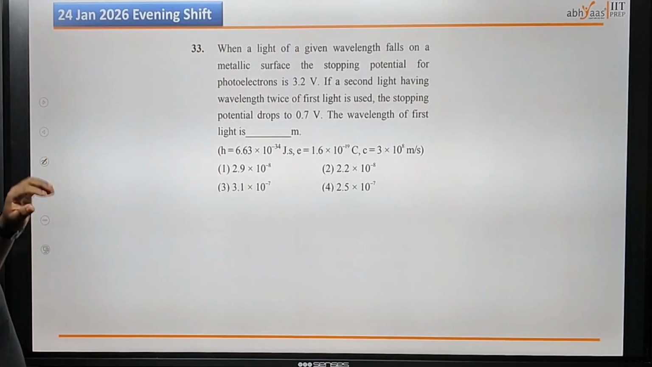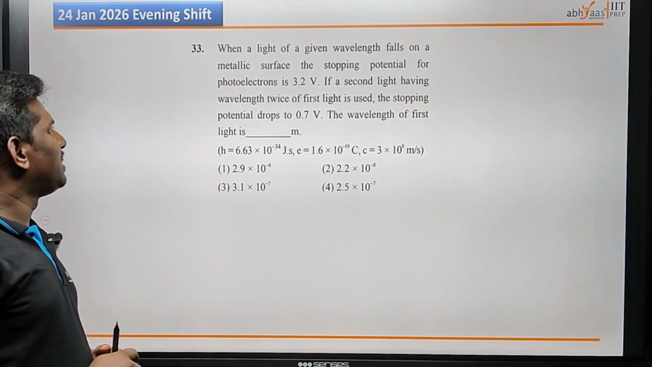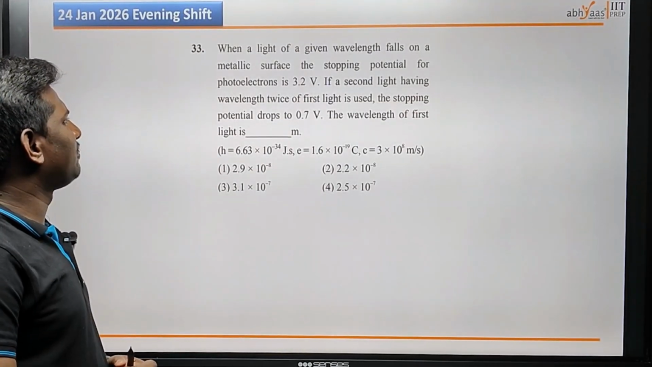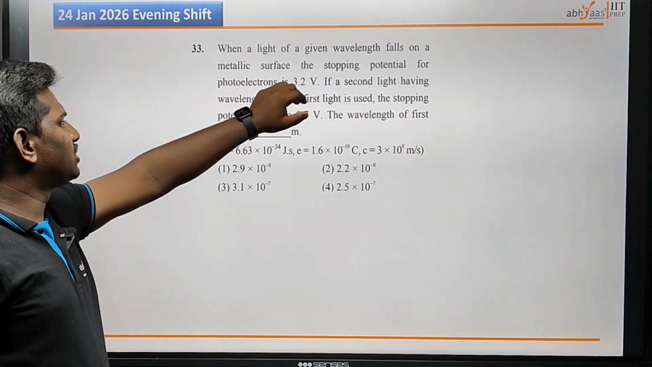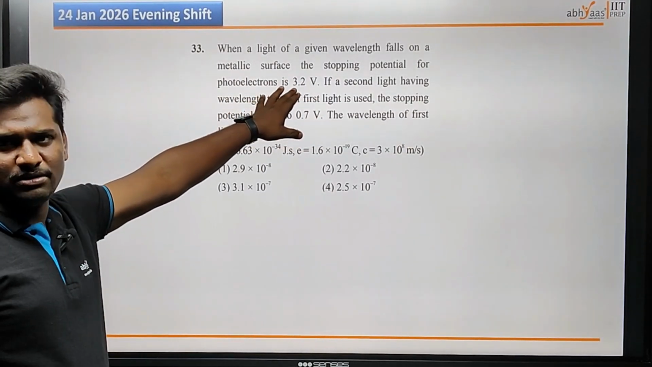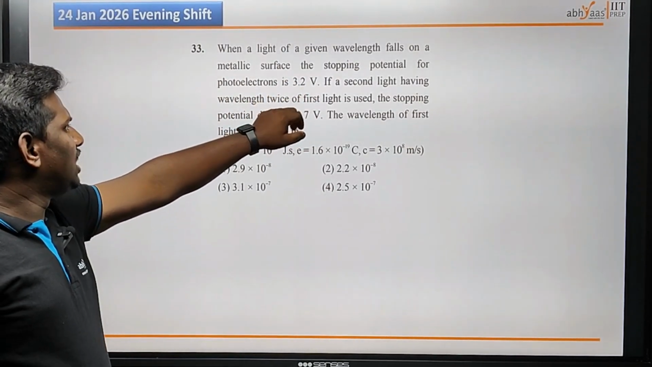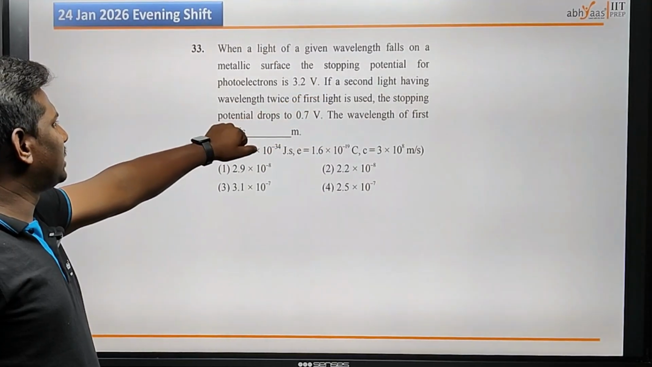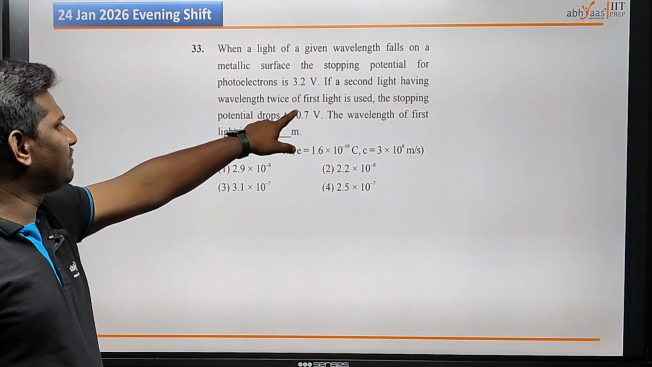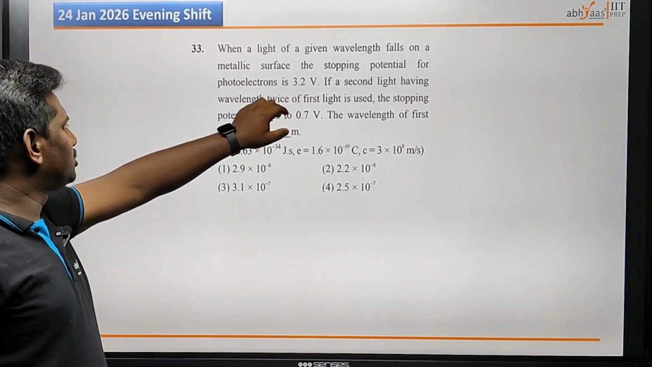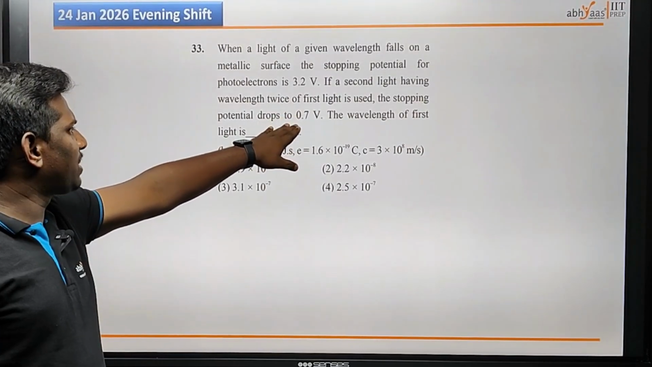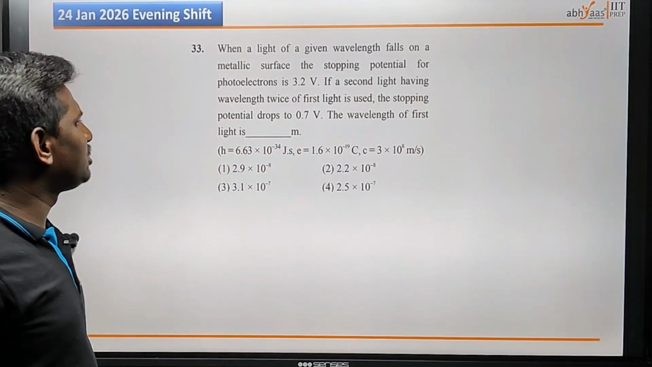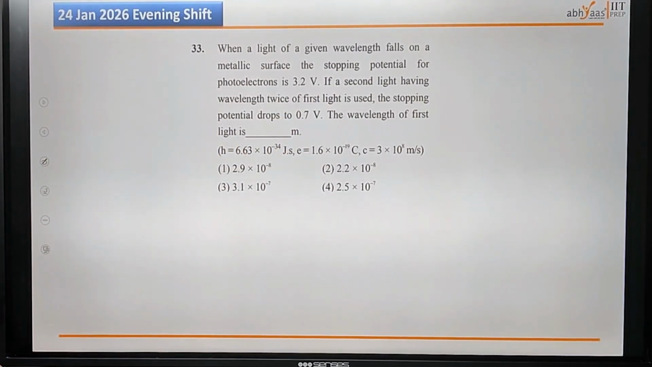So next one, see here. Question number 33. When a light of a given wavelength falls on a metallic surface, the stopping potential is given. If a second light having a wavelength twice that of the first light is used, the stopping potential drops to 0.7 volts. Then the wavelength of the first light is?